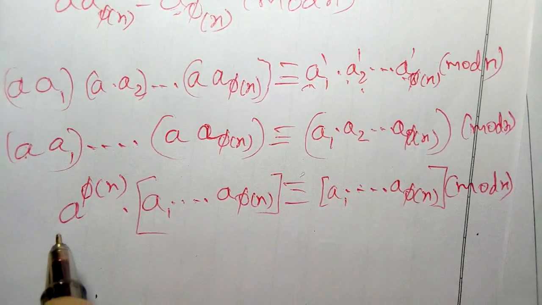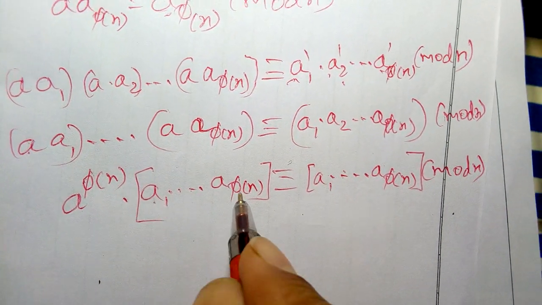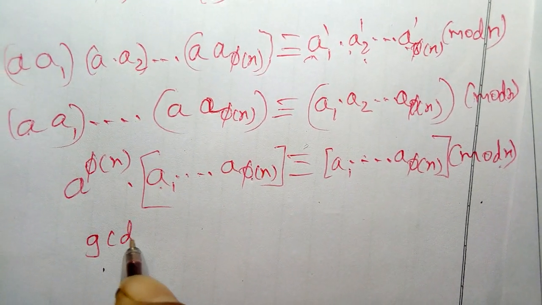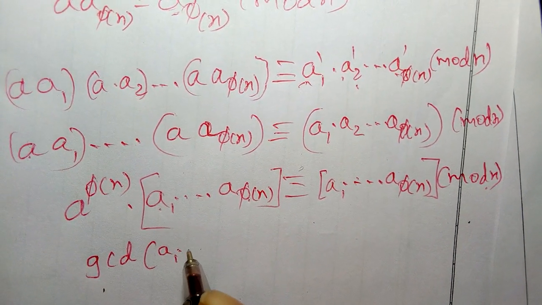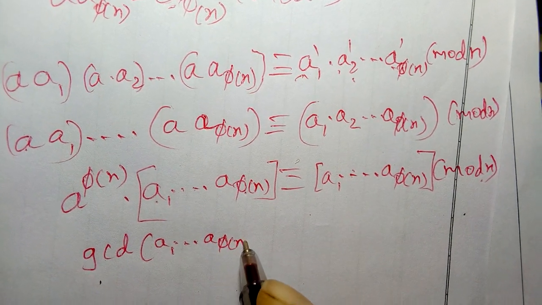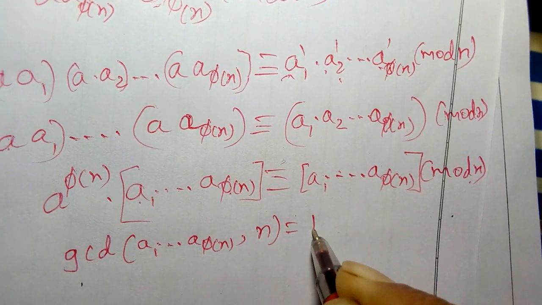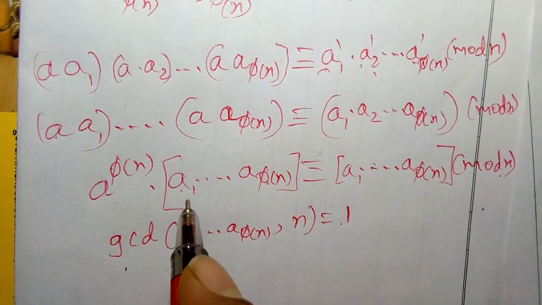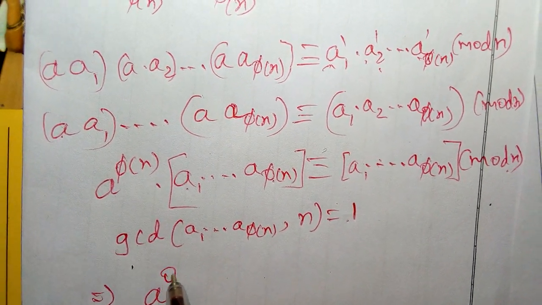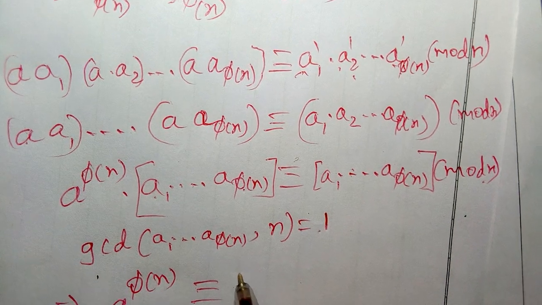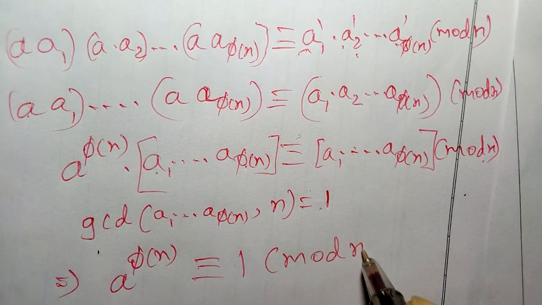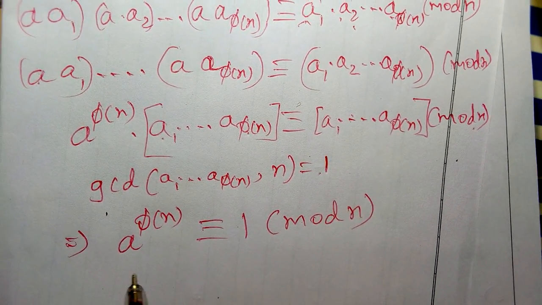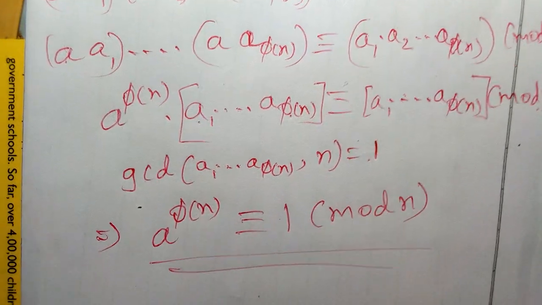Now we know that a1 to a phi of n are less than n and relatively prime to n. Relatively prime means the GCD of a1·a2 up to a phi of n and n is equal to 1. If GCD is 1, then we can write a raised to phi of n and 1 are congruent mod n. This is by the property of congruences. So this is what Euler's theorem says. Hence the proof.